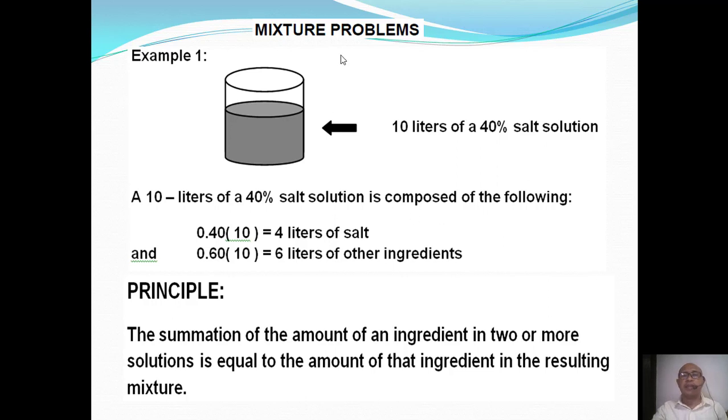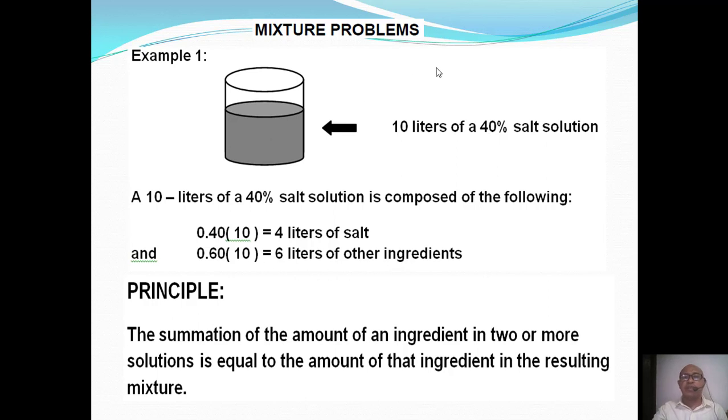Okay, our next topic is about mixture problems. For example, if we have 10 liters of a 40% salt solution, take note that the 40% represents the concentration, or the amount of salt in this solution. So 10 liters of a 40% salt solution consists of 40% of 10 liters, which is 4 liters of salt. And the remaining 60% of the 10 liters, which is 6 liters, is the amount of the other ingredients.